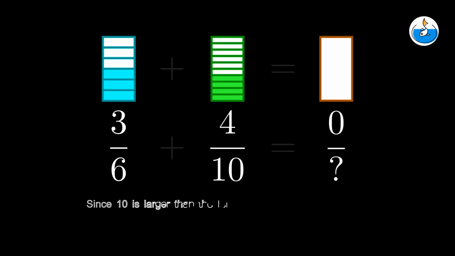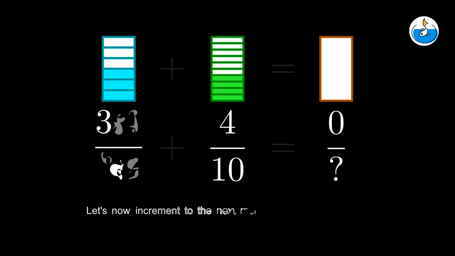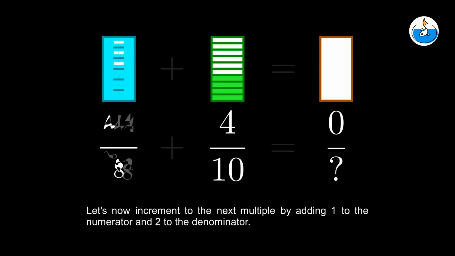Since 10 is larger than the left fraction 6, we'll now switch back to focus on increasing the denominator of the left fraction 6 to find the LCM. Let's now increment to the next multiple by adding 1 to the numerator and 2 to the denominator.